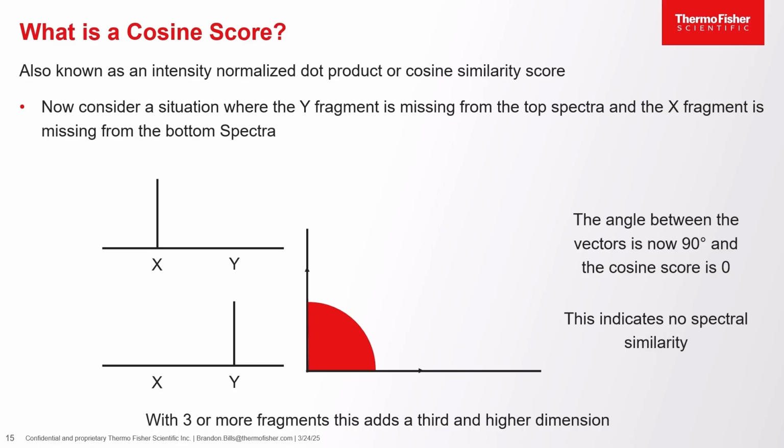Now, you could imagine this with more fragments. Say, with 3 fragments, you go to a 3-dimensional figure. And beyond that, it gets a bit harder to represent in a graphical form that we can picture. But know that this is basically what the math is following. How similar these two spectra are is the dot product between the two vectors that have been normalized to 1 that represent all the fragments in that spectra.